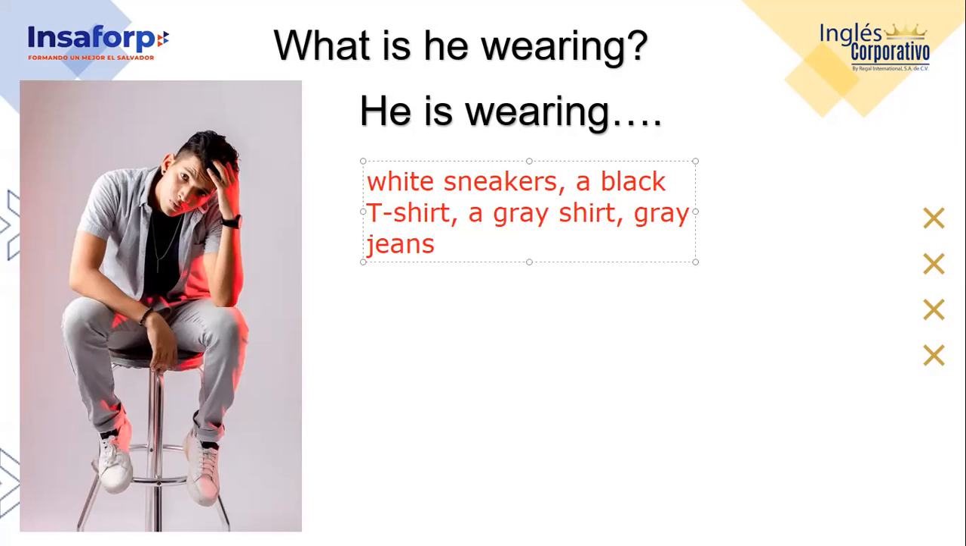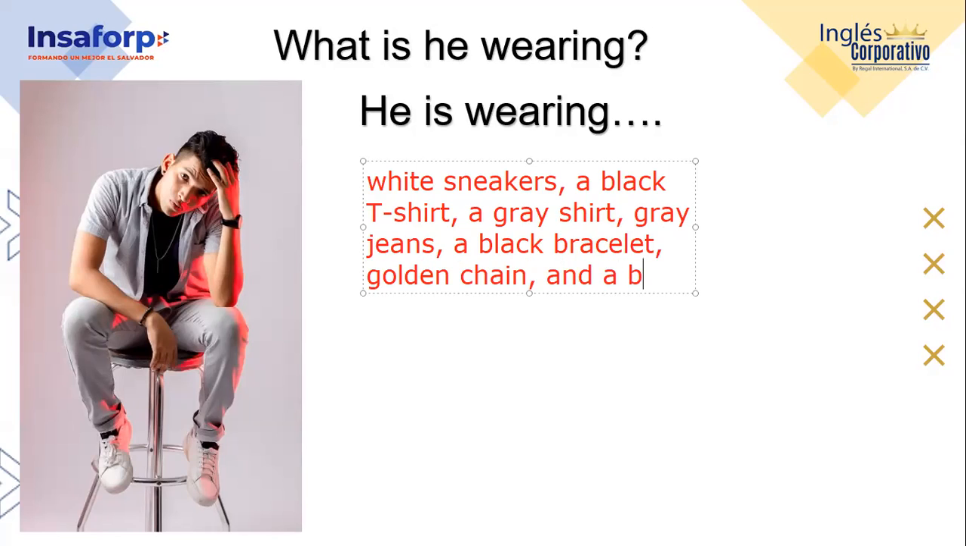A black watch. A golden chain. Okay, a black bracelet. A black watch. A golden chain and a black watch. Like this one? Okay, so you say he's wearing white sneakers, a black t-shirt, a gray shirt, gray jeans, a black bracelet, a golden chain, here is the article missing, a golden chain and a black watch. Teacher, has golden chain. Oh, una cadena de oro.